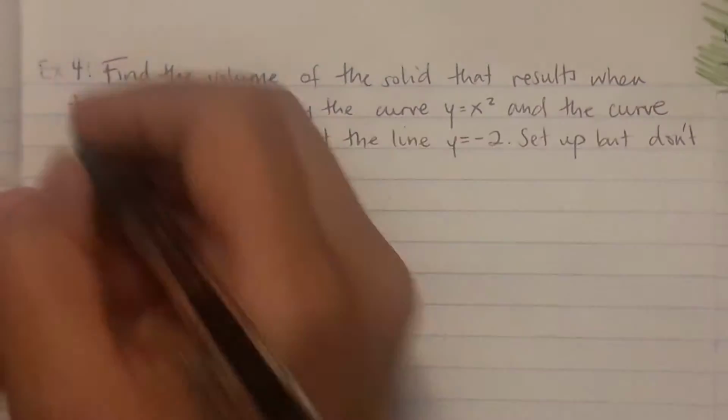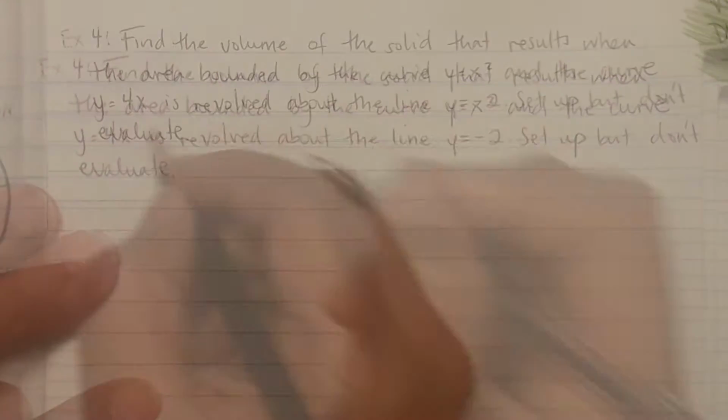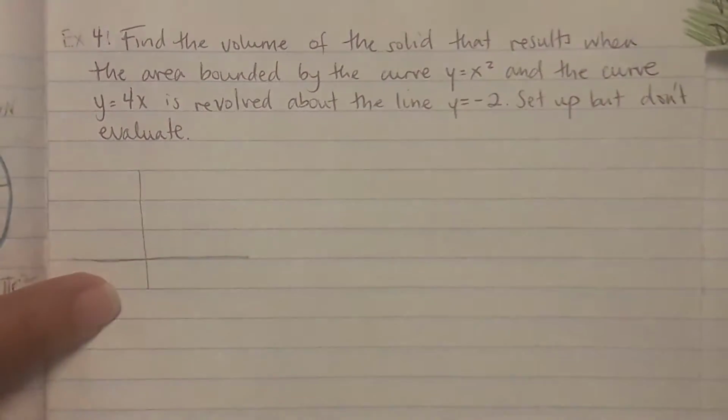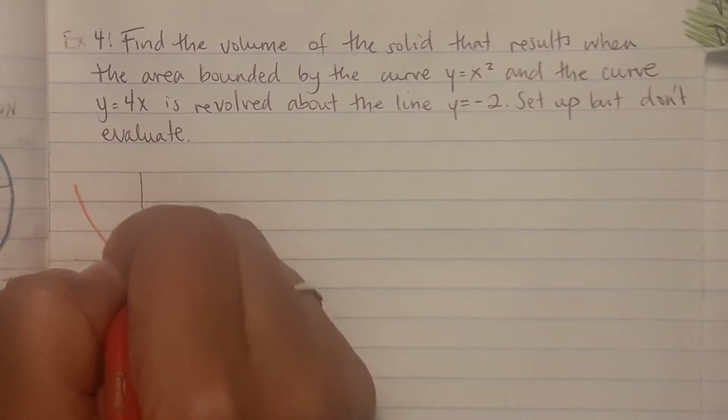So again, an AP question isn't necessarily the x and the y-axis, they give you a line, but the process is the same, it's just one little change. So set up the integral but don't evaluate, just to save time. Alright, so first thing you do is, of course, you have to sketch it.